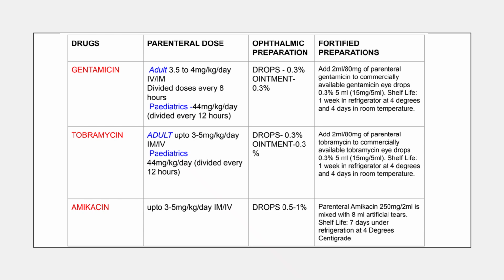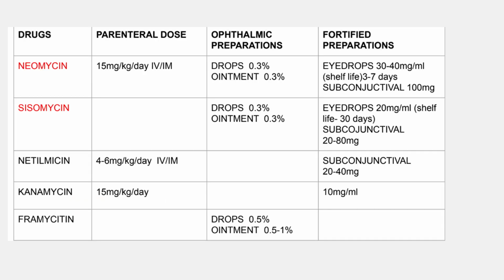Amikacin can be given up to 3 to 5 milligram per kg per day via IM or IV routes. Drops and ointment preparations are available for gentamicin and tobramycin, and only drop preparation is available for amikacin. For neomycin, sisomycin, and promycetin, drops and ointment preparations are available. For neomycin and sisomycin, it comes in 0.3%, and for promycetin, it comes in 0.5 to 1%.